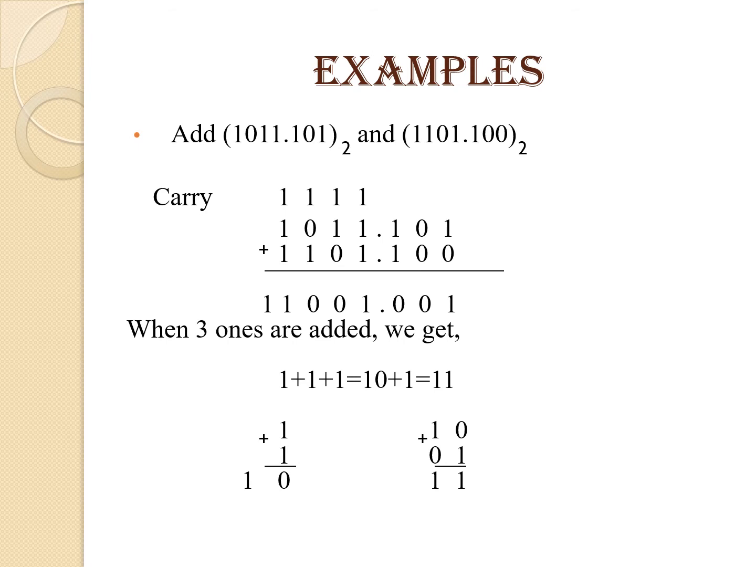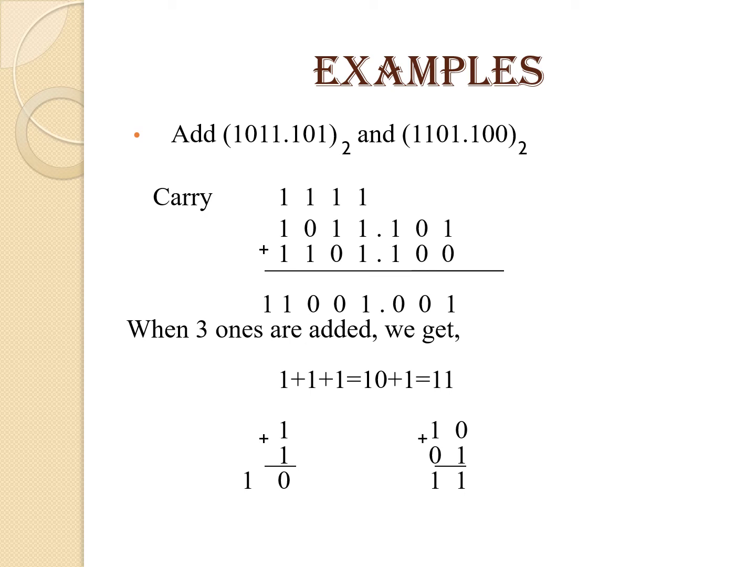We will go through some of the examples. 1011.101 plus 1101.100. So you can see here 1 plus 0 is 1, 0 plus 0 is 0, 1 plus 1 is 0 with carry 1. Then we get 3 ones, 1 plus 1 plus 1. So here we will get answer is 1 along with carry is equal to 1. 1 plus 1 is 0 with carry 1. 1 plus 1 is 0 with carry 1. And 3 ones, here we will get answer is 1 with carry is equal to 1.